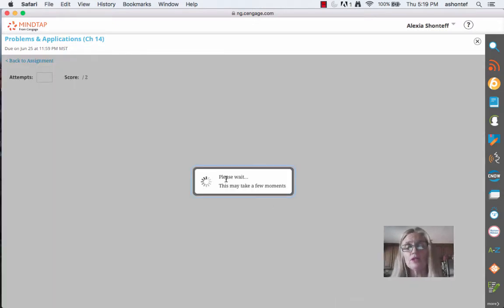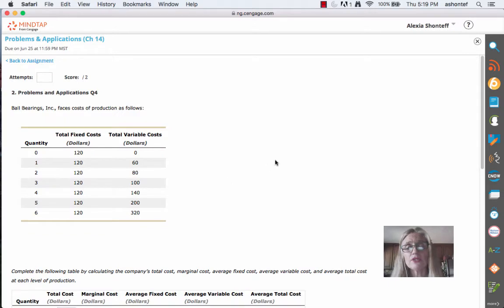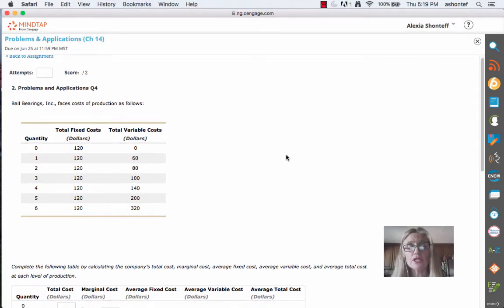When this one first comes up, it might seem to be a little daunting. So you're given this information. You're told that this company faces these different costs of production. So you're given, at certain output levels, what the fixed costs are. As you'll notice, they don't change, which is always true. Remember, fixed costs in the short run are whatever they are. So whether we produce nothing or 6 units, it will be whatever it is. In this case, it's 120.